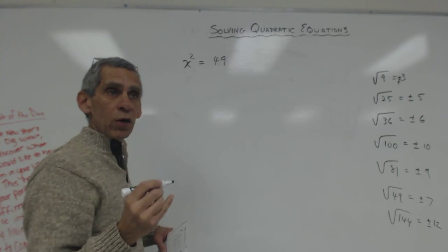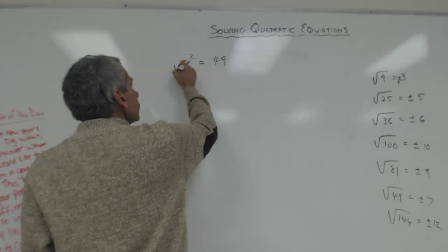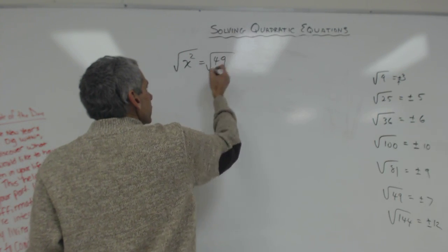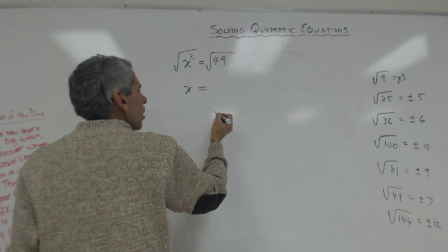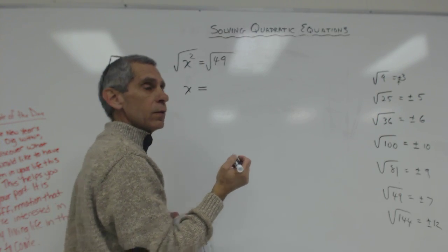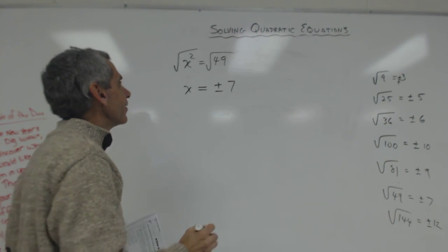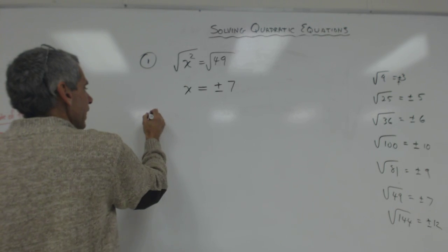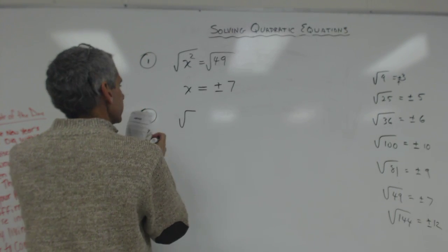You've got to show your work. You don't just give me the answer. So you show, I'm square rooting both sides. Now I've got x is equal to what? Plus or minus 7. You tricked me. I know I did, right? Okay, that was your first example. Okay, next example.